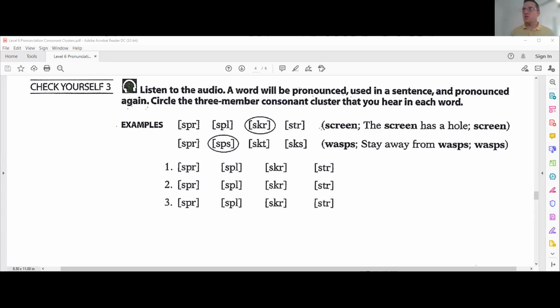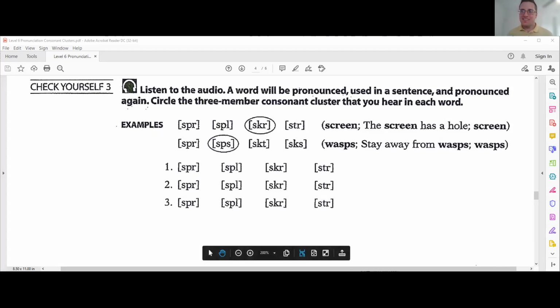You will hear the word screen. The screen has a hole. Screen. Screen has the consonant cluster skr. You circle skr, screen. In the second example, you hear the word wasps. Stay away from wasps. Wasps. We hear the s, p, s, wasps, and we circle s, p, s.